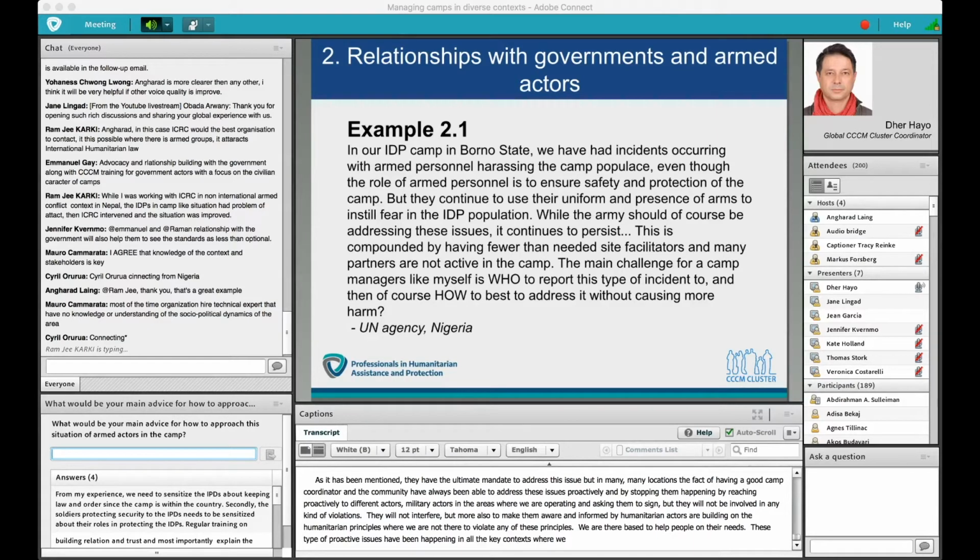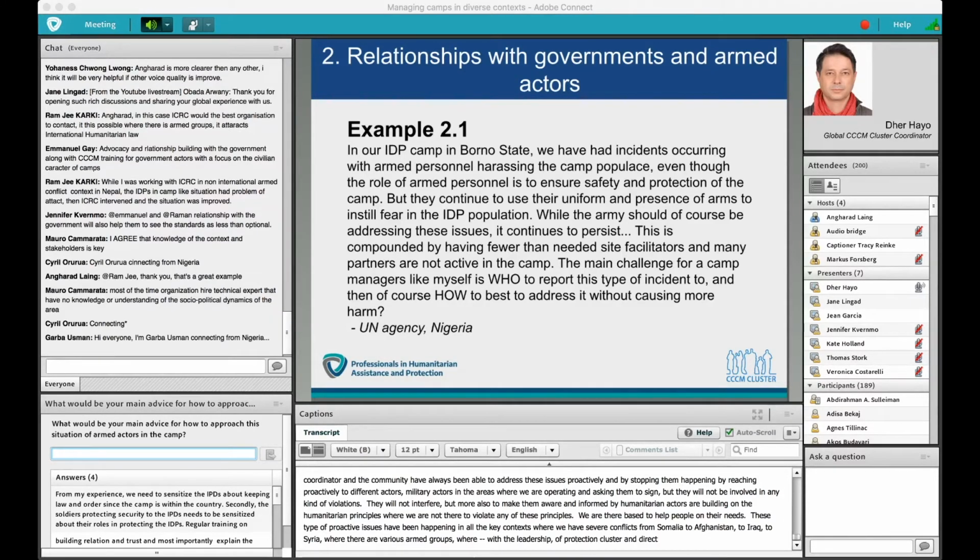Somalia to Afghanistan to Iraq to Syria, where there are very strong armed groups, with the leadership of OCHA's mandate and the protection cluster, and of course direct involvement with the camp coordinators, these actors were proactively asked to sign documents declining to interfere, and also establishing with them clear communication measures and channels to immediately address these issues should they happen. I will not continue with many other examples. With this, over to you, Ingrid, and thank you.